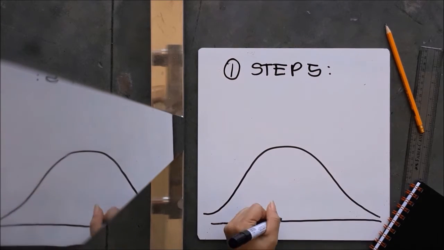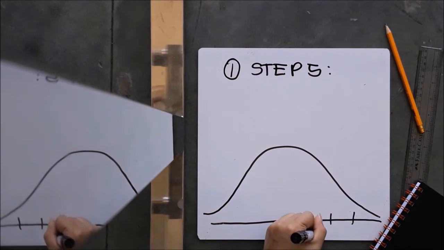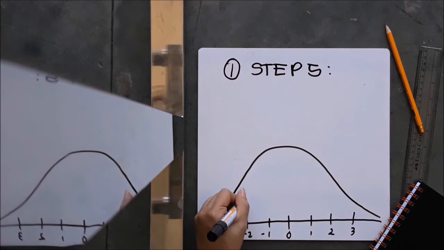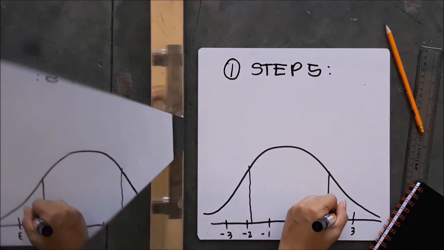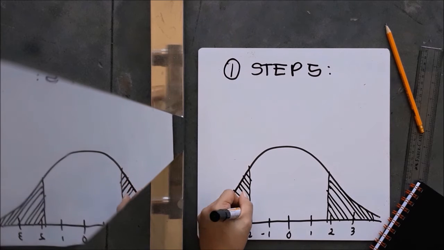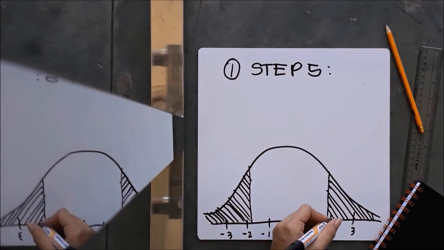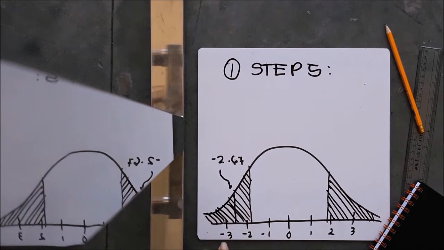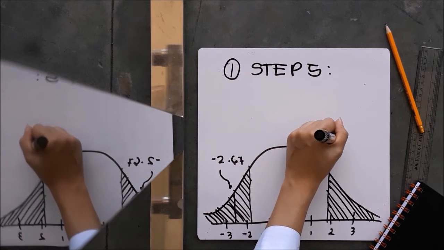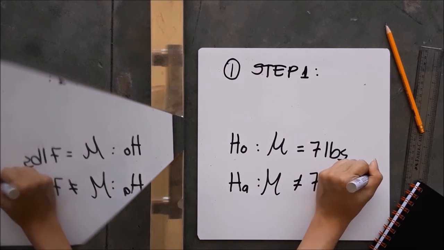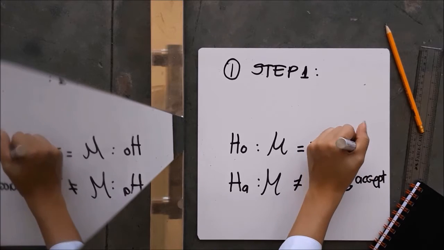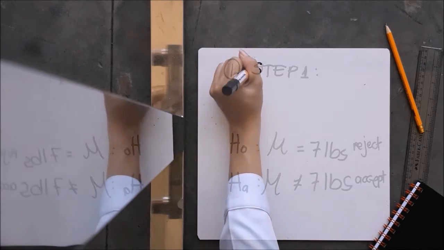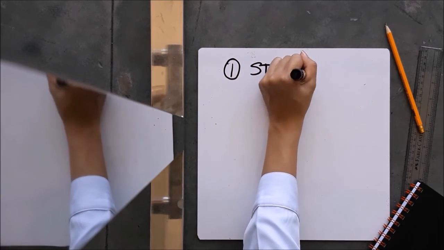Step 5. Graph. To graph, draw a normal curve and first plot the z value, which is positive and negative 1.960. Shade the parts to indicate that this part is the rejection area. Now draw a line to the point negative 2.67. The line is located at the rejection area. Now we can support the claim. We accept the alternative hypothesis and reject the null hypothesis.